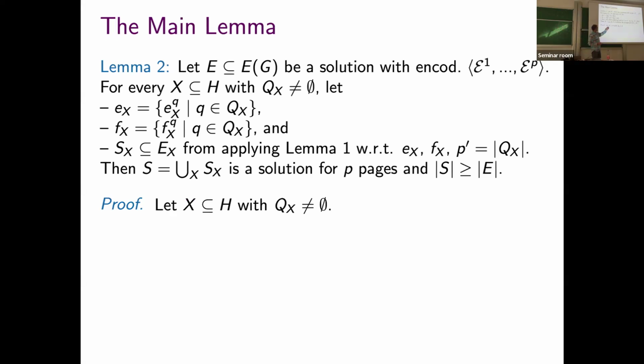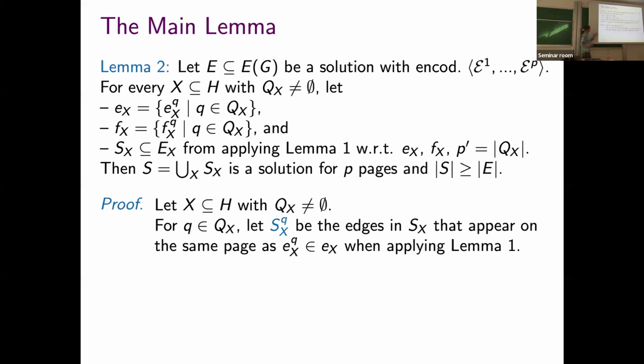So let's take some subset X of our hitting set, and now we will exchange the part of our solution E that has edges that bridge this subset X by SX. We will exchange it, and then we can only make it better. Okay, so that's the main insight.